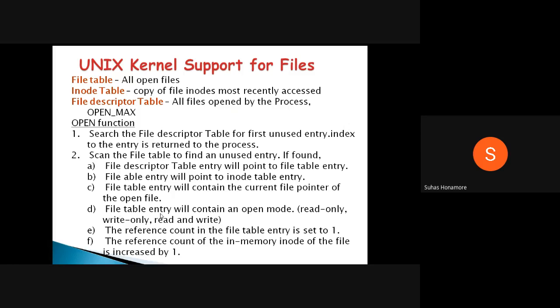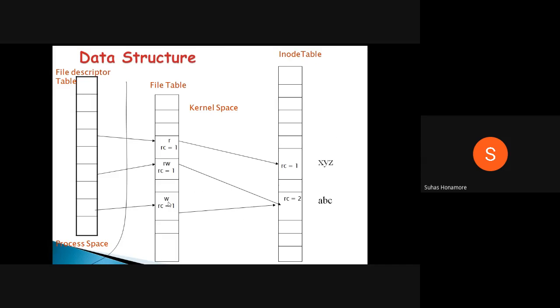Then the file table entry will contain the open mode. Whatever open mode you specified will be stored there. If it has the particular read-write permissions for this file, it will allow the operation, otherwise it will throw an error.